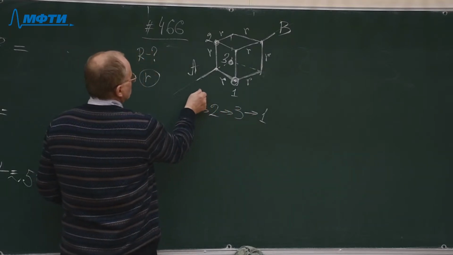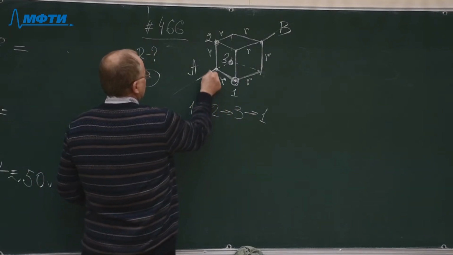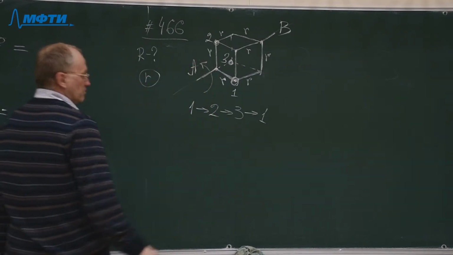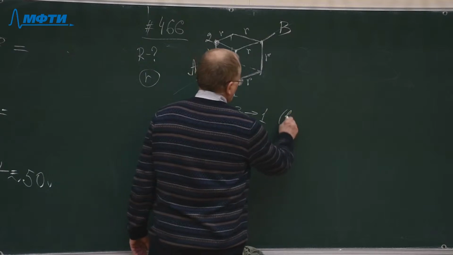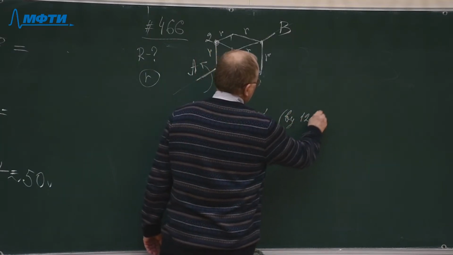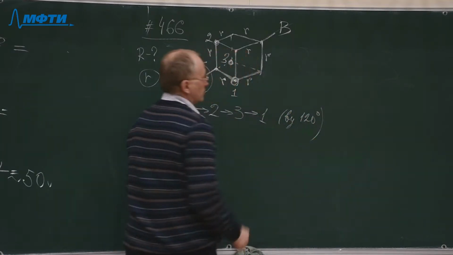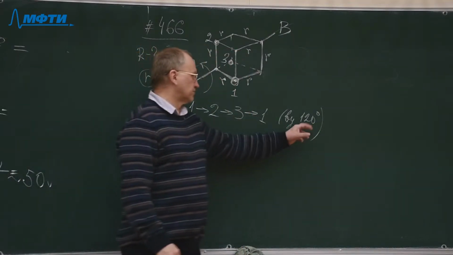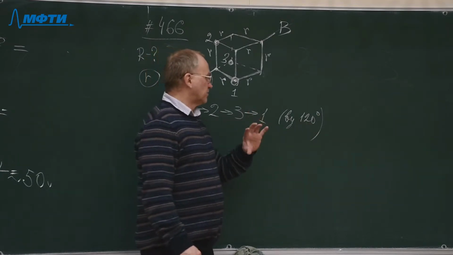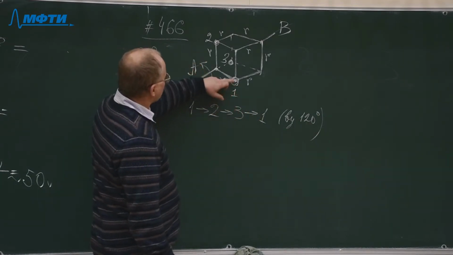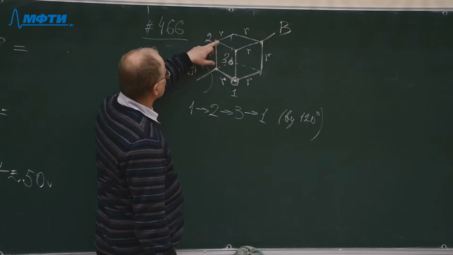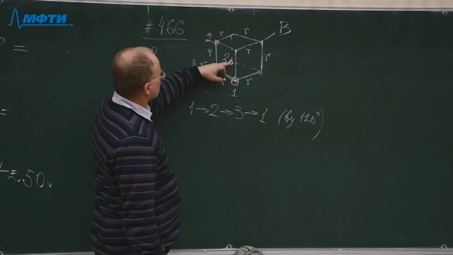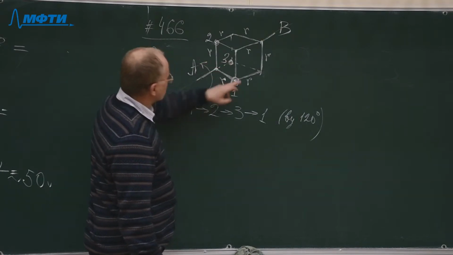That will be a rotation about this axis. If we rotate by 120 degrees, which is 1/3 of the total revolution of 360 degrees, then point 1 will go to the position of point 2, point 2 will shift to the position of point 3, and point 3 will be found in the position of point 1.